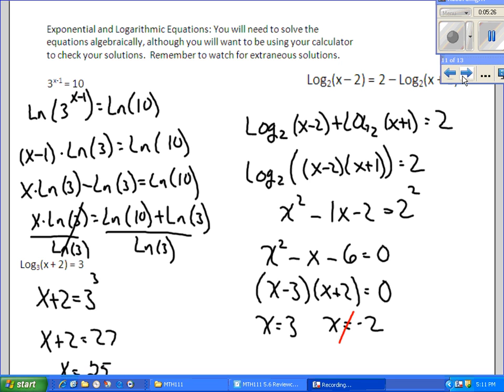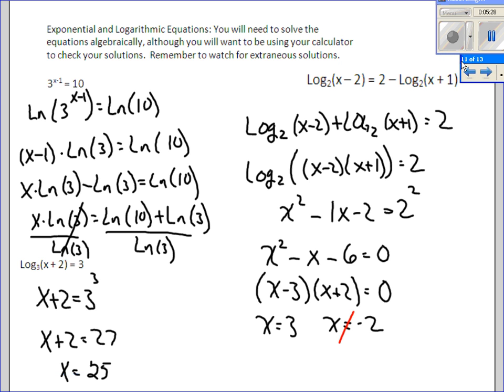This log equation is going to take a little more work. Log base 2 of x subtract 2 is 2 subtract log base 2 of x plus 1. First thing I'm going to do is bring this log over to the left-hand side. It's now addition. So I've got all my logs on the same side, and if I'm adding two logs, I can combine them in a single log using multiplication. And then once I'm in the single log equal to a constant, I can switch to exponential form, giving me 2 to the power of 2, and then foiling these two binomials out, I've got a quadratic equation. This one factors nicely, and I get two solutions.